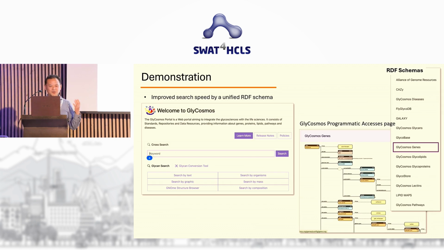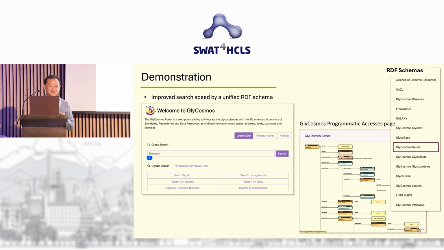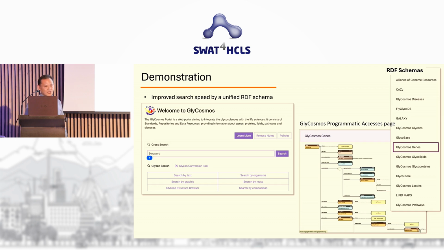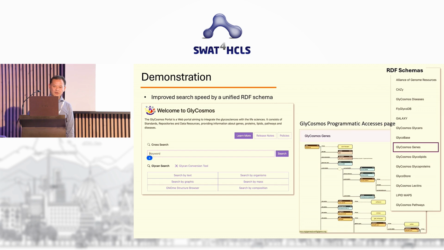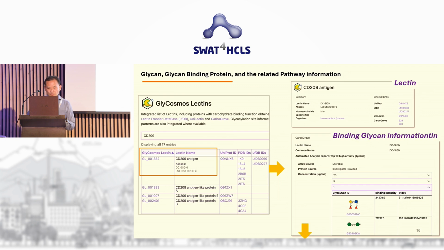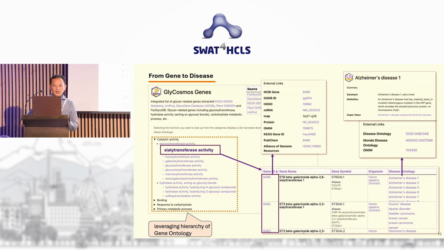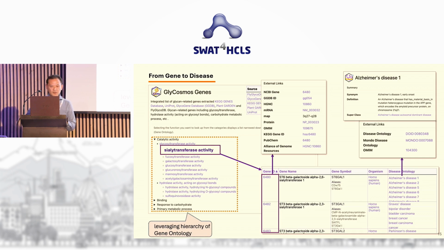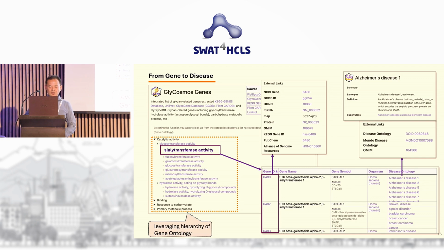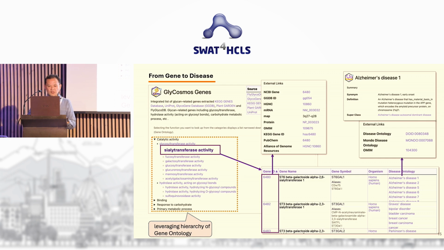Yes, and so when you try to get some information by using GlyCosmos, here's a web interface. You can input your keyword here, and then you can get these kinds of results. For example, glycosyltransferase activity, and you can get this list by clicking this link. And not only can you get information about genes, but also about diseases or glycans by using this search.